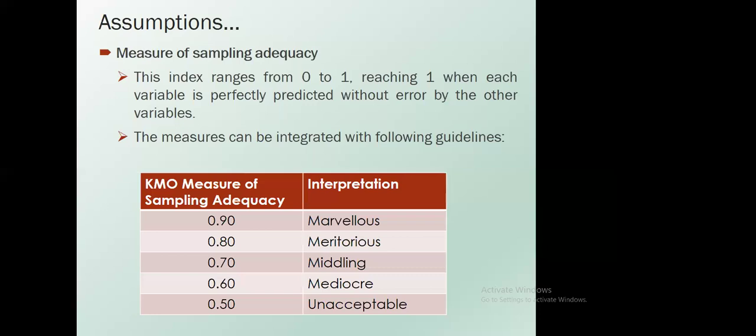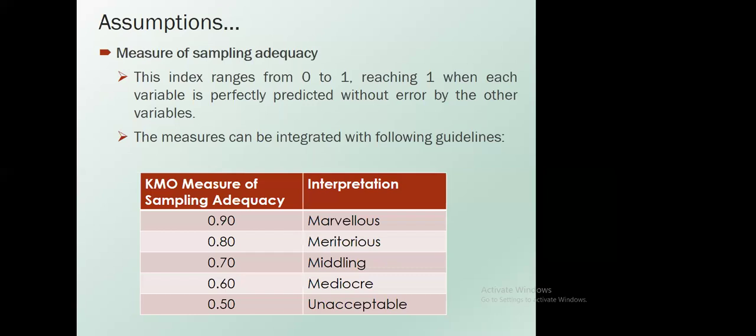So this KMO measure is also used to check whether your data is suitable for factor analysis or not. Both Bartlett's test and KMO measure are performed to see whether your data is fit or not. For KMO, the value should be at least more than 0.7. You can see in the interpretation that is given here.